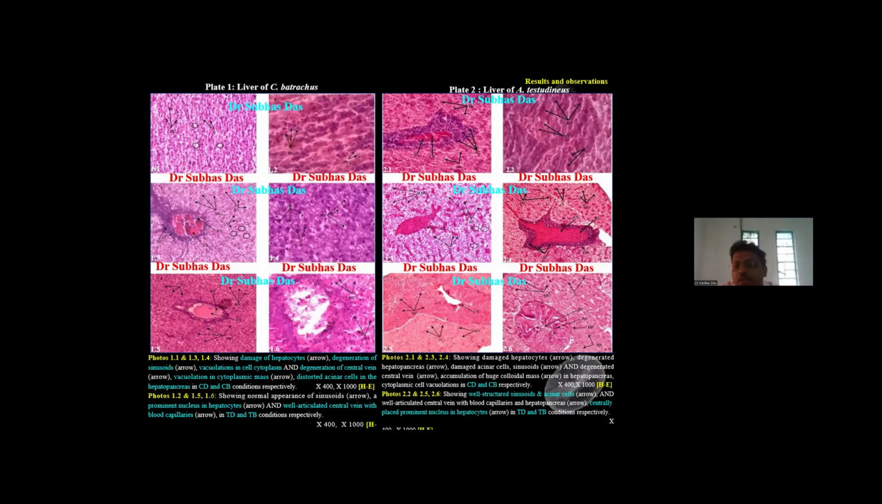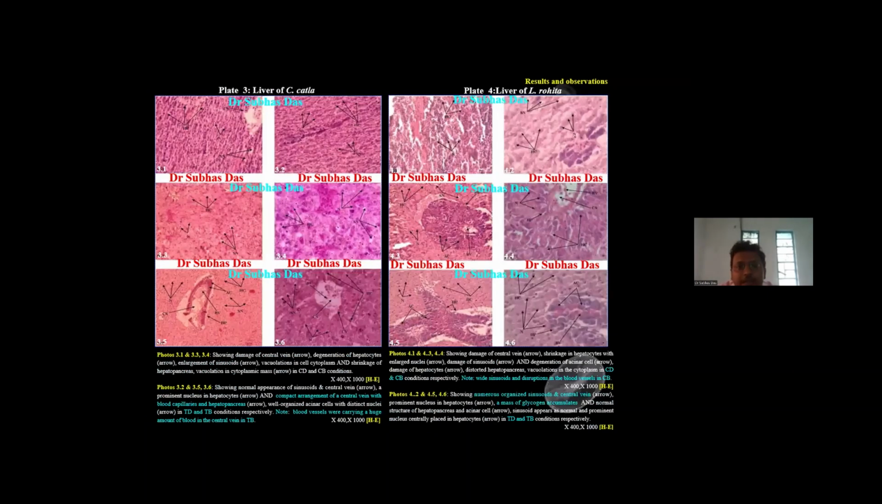in the hepatocytes. Same thing in the case of air-breathing fishes, where we have considered the magur and koi. There we can see the compact arrangement of the central vein with the blood capillaries and hepatocytes under the choline exposures, and the blood vessels were carrying a huge amount of blood in the central vein under the choline exposures.